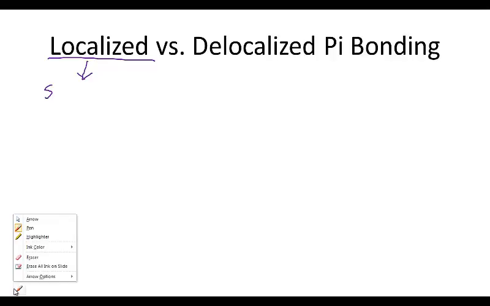All right. So I brought up this term delocalized pi bond. So a localized pi bond, localized bonds are generally a pair of electrons shared between two atoms.